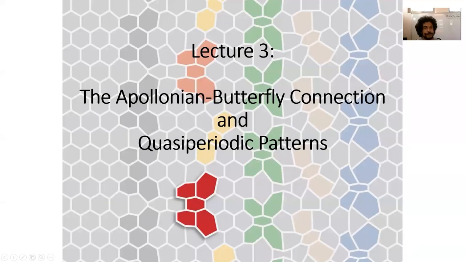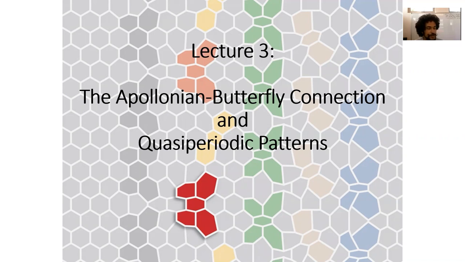Hello everyone, welcome to lecture 3 of Butterfly in the Quantum World. In the first lecture we talked about various different fractals and how they are related in mysterious ways. In the second lecture we introduced this butterfly fractal, which is related to the Hofstadter set.